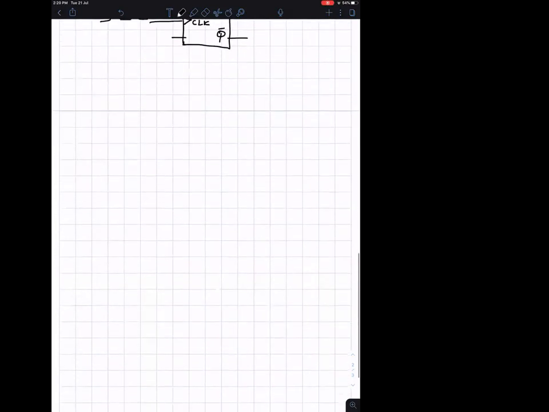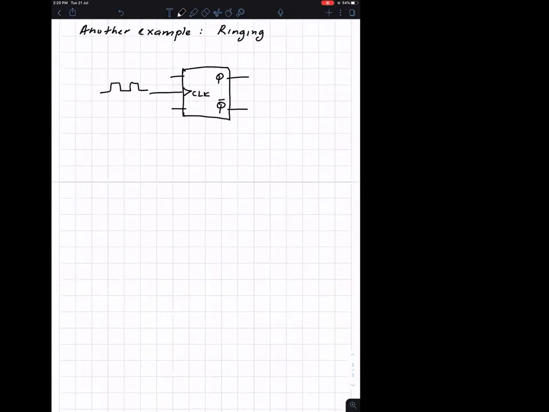So in a digital signal, every clock signal, for example, again, I'm drawing an ideal clock signal.